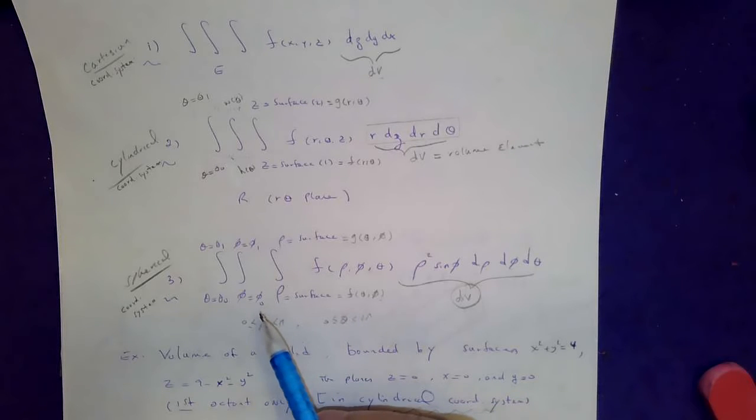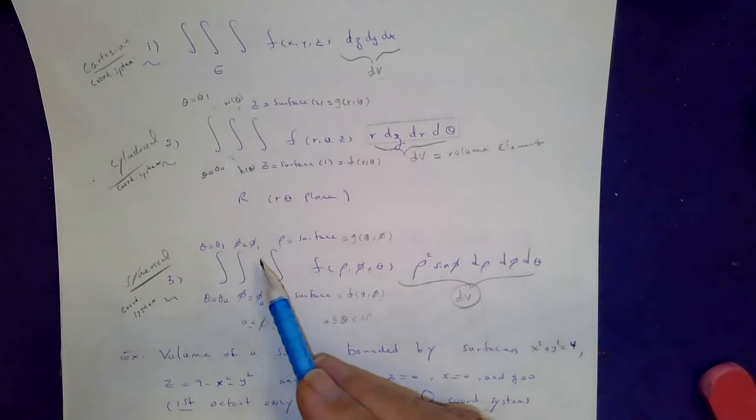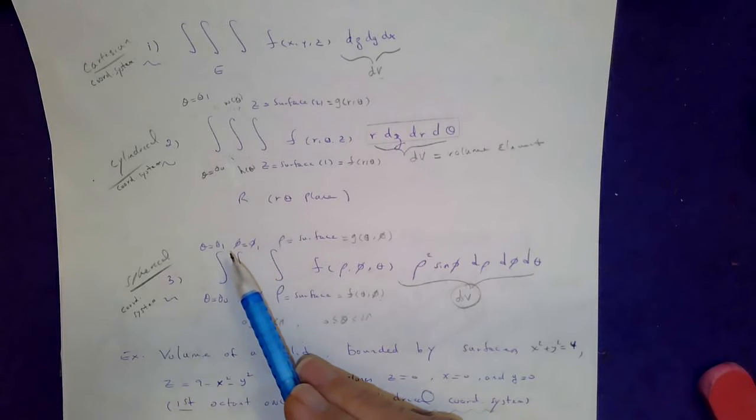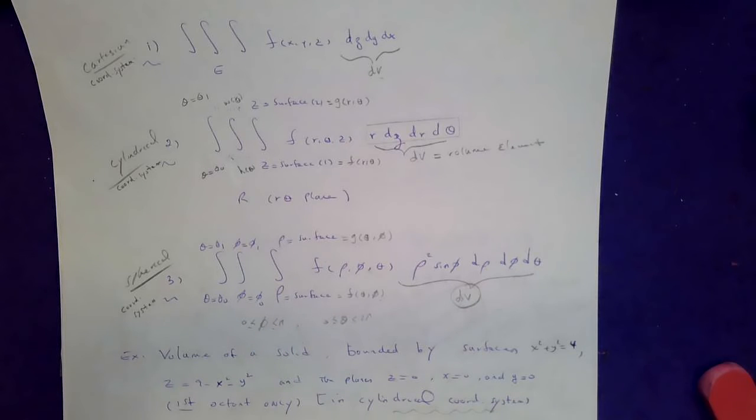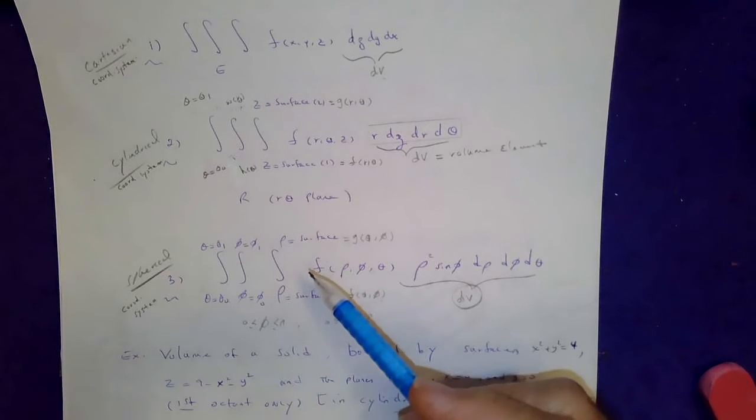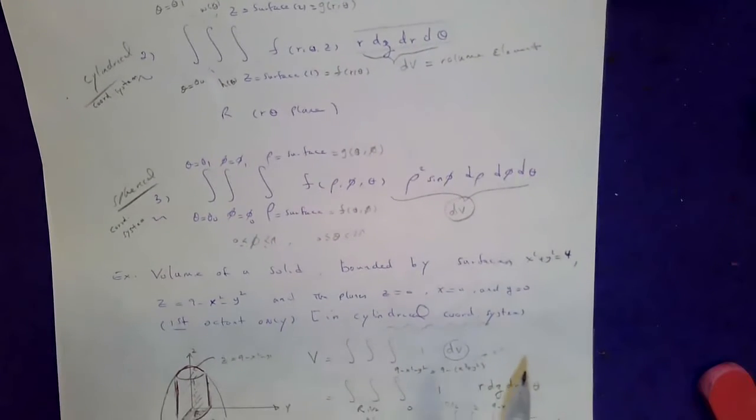And phi goes from what? Phi 0 to phi 1. And theta goes from theta 0 to theta 1. So notice the last 2 integrals have constant limits. Unless you have a translation, then phi will change, but that's a different story.